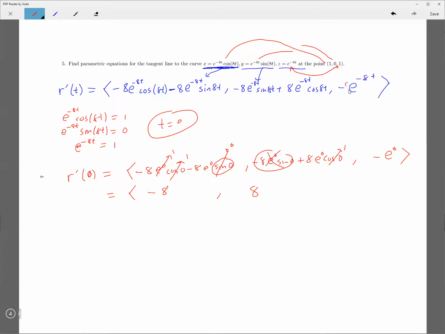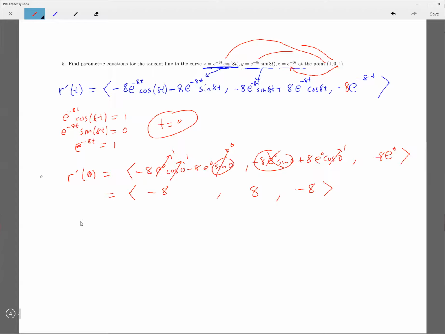And then this is, wait a minute. Somebody erased the 8 there. Maybe the gnomes did that. Okay, so it's a negative 8. So this is negative 8. Okay, so that's our tangent vector.